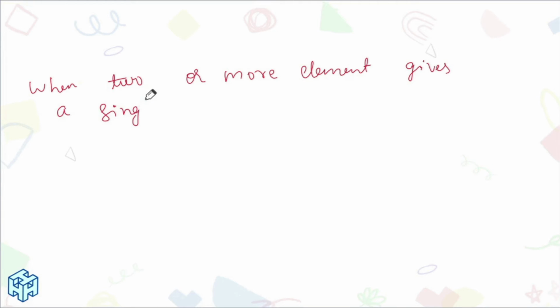When 2 or more elements give a single element, it is called combination.